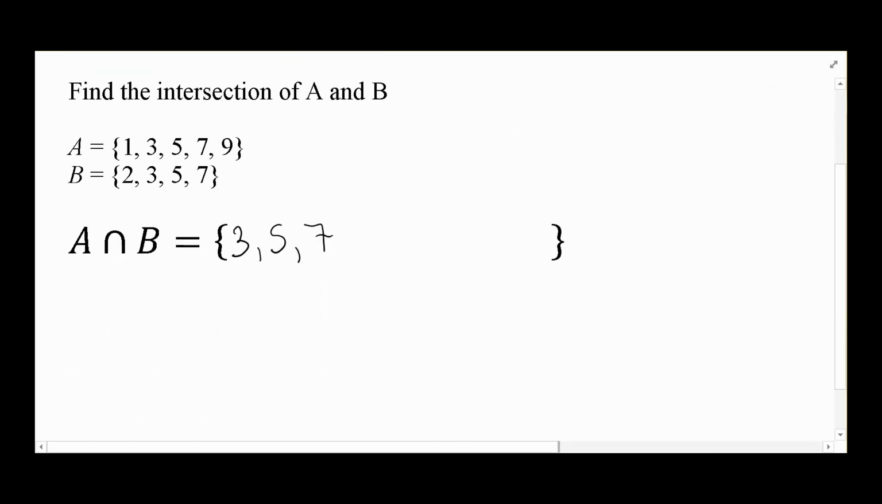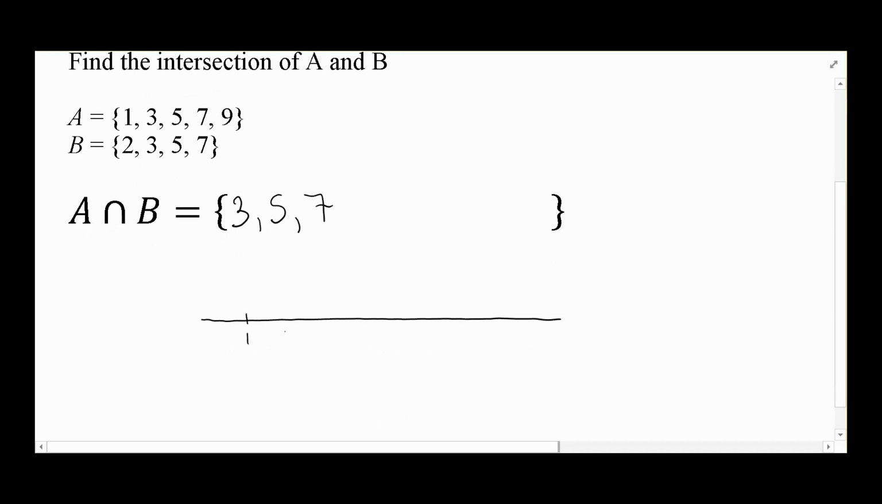Now there is another way we could have organized our information here, and it might not be necessary in a problem like this, but I want to point out this organization because it works nicely for what we're going to be talking about after this. We could have looked at each of our sets on the number line. So we could have looked at 1, 2, 3, 4, 5, 6, 7, 8, and 9. And we could try to represent set A and set B here.